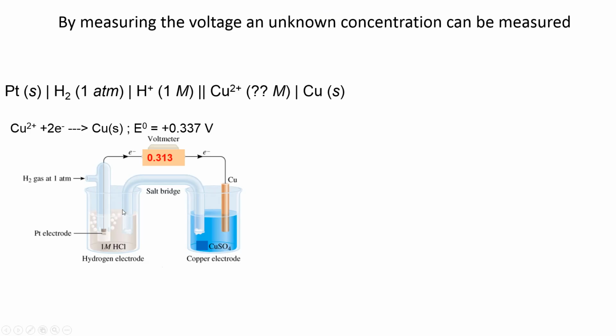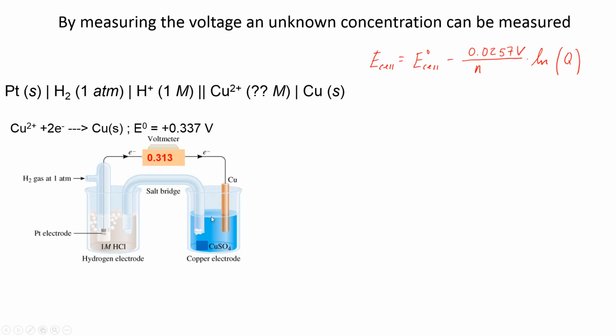We have a cell that has as the anode the standard hydrogen electrode, and the cathode is copper ions, but not copper ions at 1 molar. They're copper ions that generate a cell voltage of 0.313 volts. If they were 1 molar, the cell voltage would be 0.337 volts. I want you to think about whether this copper ion concentration is greater than 1 or less than 1. This copper ion concentration is less than 1. Had it been greater than 1, this cell voltage would be greater than the standard 0.337 volts.